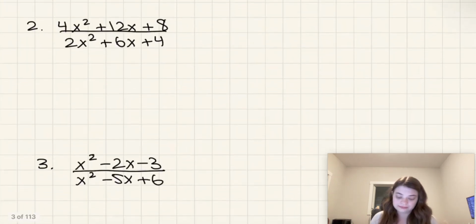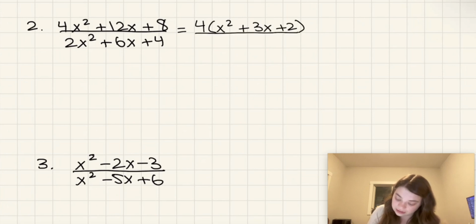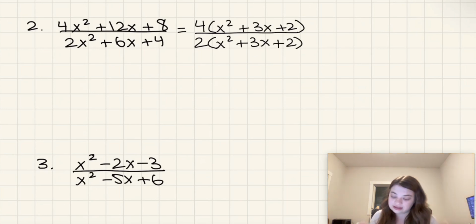Okay, let's try another one. First things first here, we need to factor these quadratics. And I noticed that we can actually common factor both of them to make things easier on ourselves. So let's do that. I'm going to common factor a 4 out of the first one, to get 4x squared plus 3x plus 2, like that. And then in the denominator, I will common factor out the 2. Like that. And now I noticed that I actually have the same thing in the numerator and the denominator, so it can just cancel out.